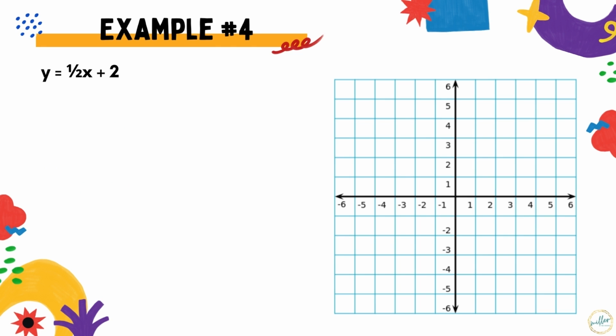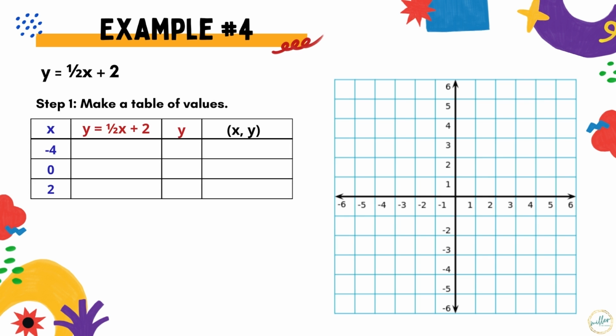Example number 4, y equals 1/2 x plus 2. Step 1, make a table of values. You might notice this time I picked all even numbers, because if we have to multiply x by 1/2, that means we want to divide it by 2. If we choose even numbers, it makes our math much simpler.